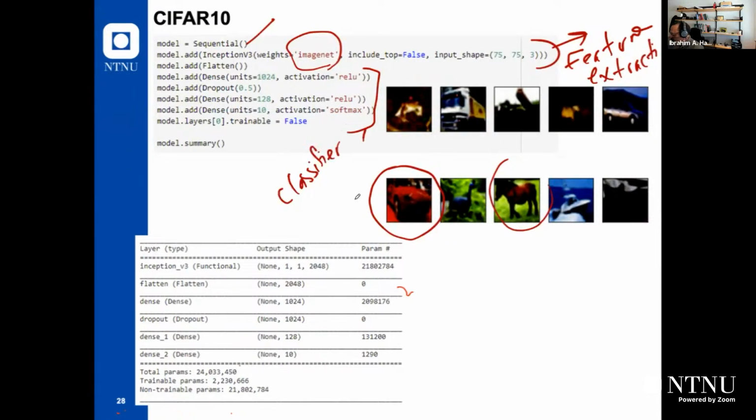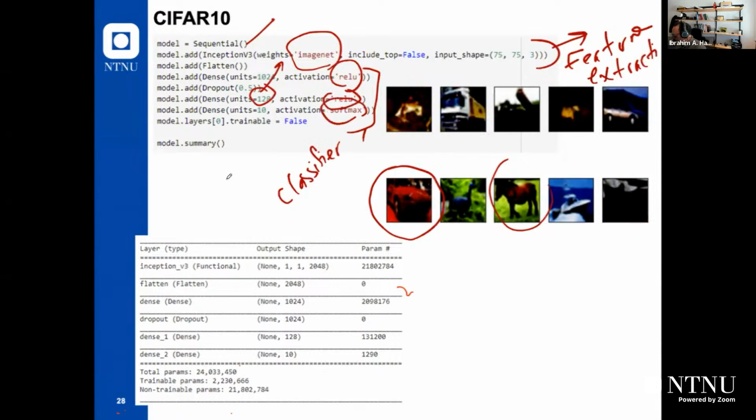It will consist of three fully connected layers. The first fully connected layer has 1024 units, the activation is ReLU. I will use dropout because the chances of overfitting may be high, so I use dropout with a 0.5 dropout rate or threshold. The second dense layer has 128 units and uses ReLU, and the output layer will be 10 units, and the activation will be softmax. Usually they call it the softmax layer.